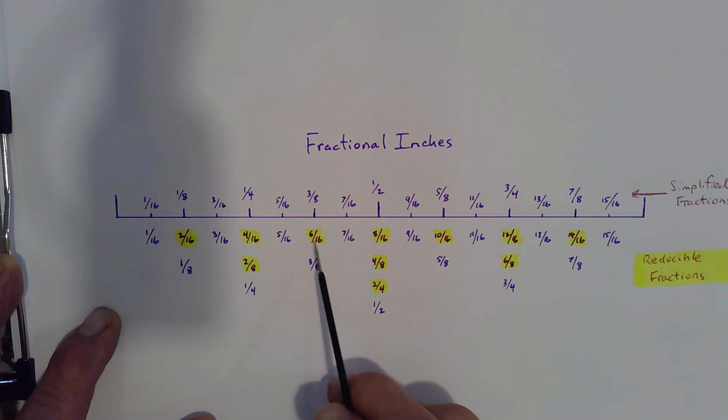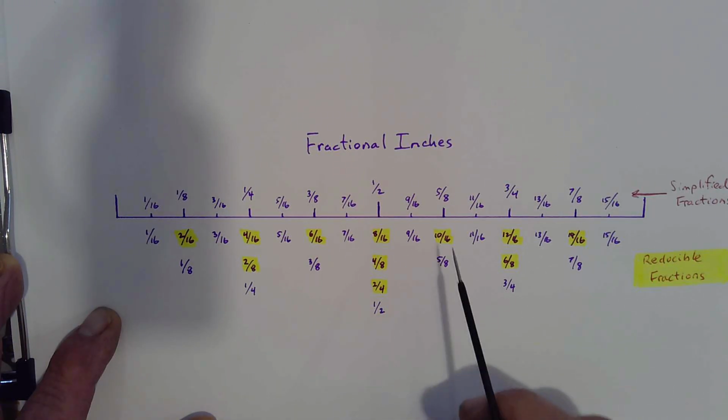This one is 6 sixteenths. 6 can be divided by 2 because it's an even number. 16 by 2, even number, 3/8. 6 divided by 2 is 3. 16 divided by 2 is 8.